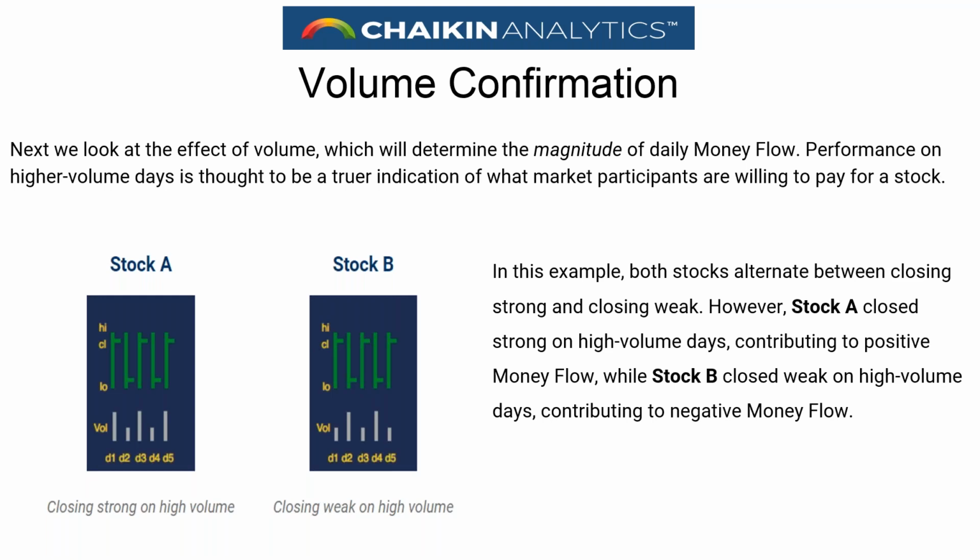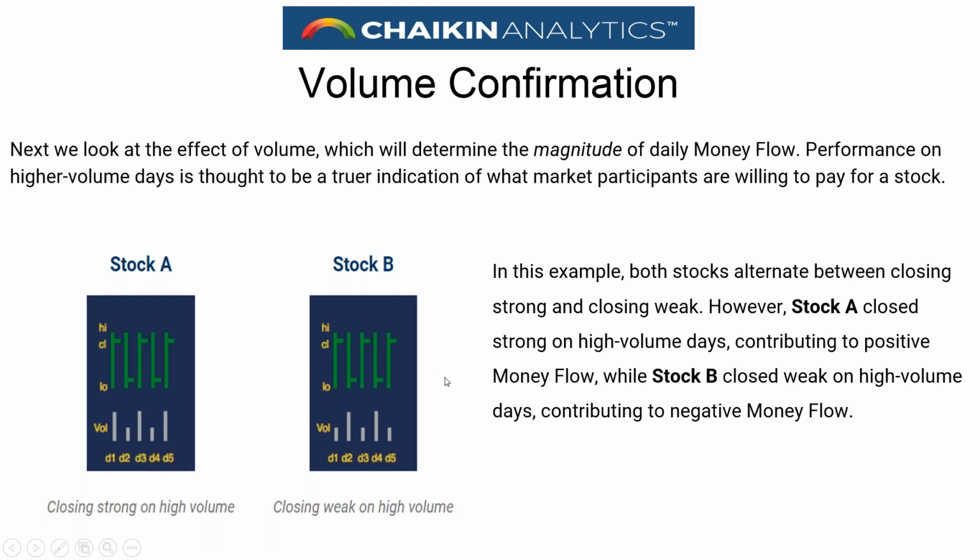So in this example below, same thing, hypothetical stock A and stock B. Both stocks are kind of trading sideways, right? Alternating between closing strong and closing weak. However, if we look, stock A closes strong on higher volume days, right? Closes near the top of the range, higher volume. Closes near the bottom of the range, lower volume, right? And back and forth.